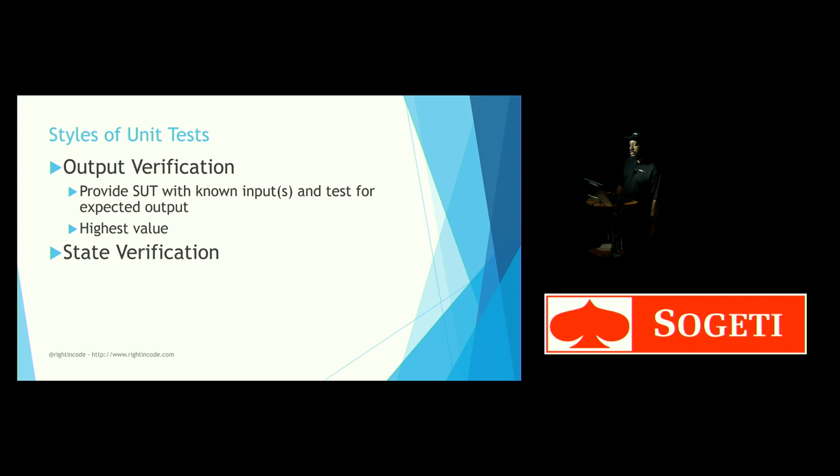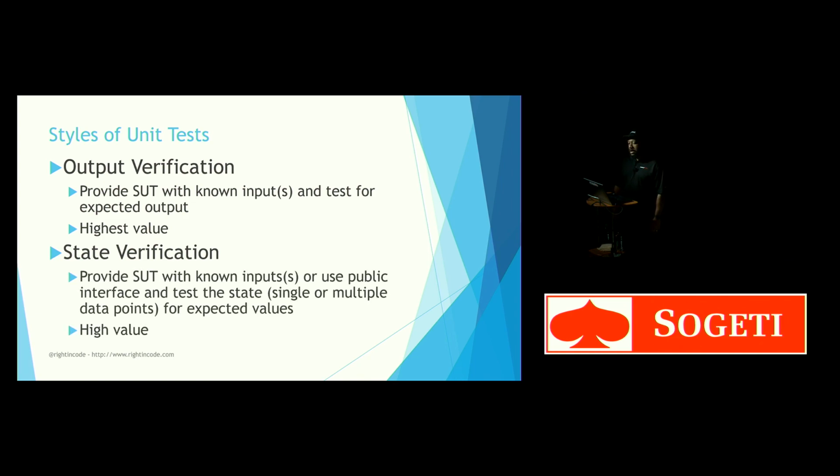Our next option is state verification. In this scenario, we're providing our system under test with known inputs, using the public interface, and testing the state, single or multiple data points, for expected values. This definitely has high value, but it has a tendency to be susceptible to some side effects, so we have to be a little bit more careful with that. But we definitely don't rule it out, and there are some examples of that in the code we're going to take a look at.